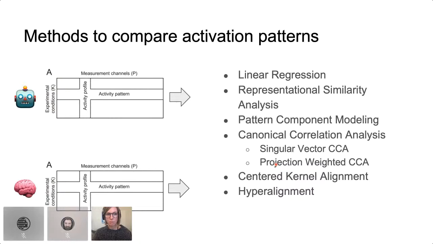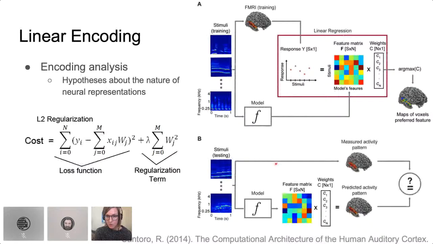One of the most common approaches is to use regularized linear regression. Some of you will be familiar with encoding analysis, where candidate computational models, which are a function of the stimuli, are compared on how well they can predict brain activity. These models might be constructed to test specific hypotheses about neural representations.